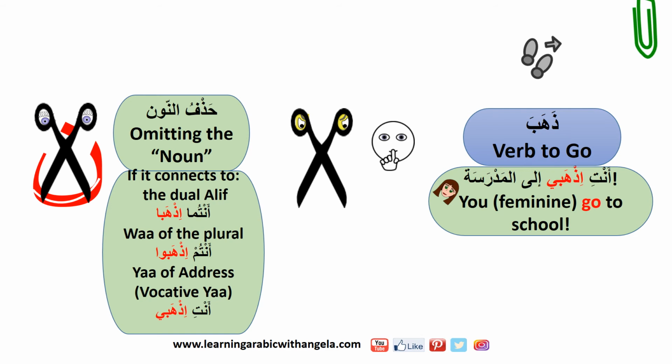أنتما اذهبا. So in 3 cases, when the verb connects to the dual alif, أنتما اذهبا, to the waw of the plural, أنتم اذهبوا, or the ya of address or the vocative ya, أنت اذهبي. So أنت اذهبي إلى المدرسة. You go to school for a female. In the present tense, it would have been أنت تذهبين إلى المدرسة. But when we use the imperative, we said أنت اذهبي. We omitted the noon.